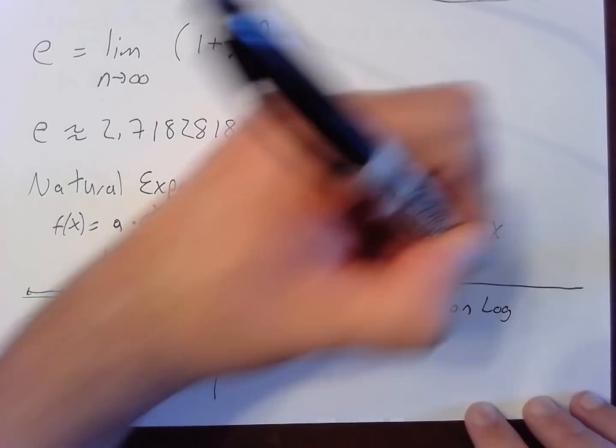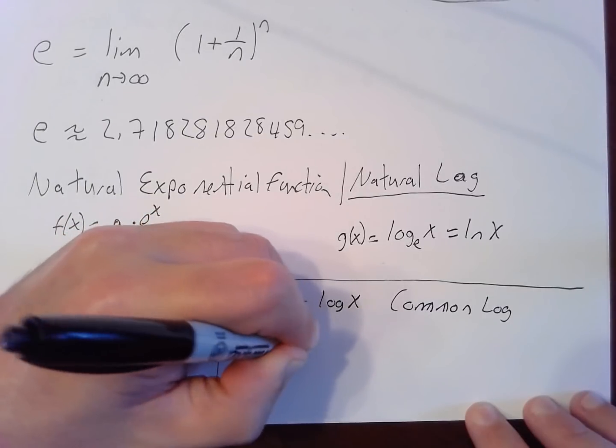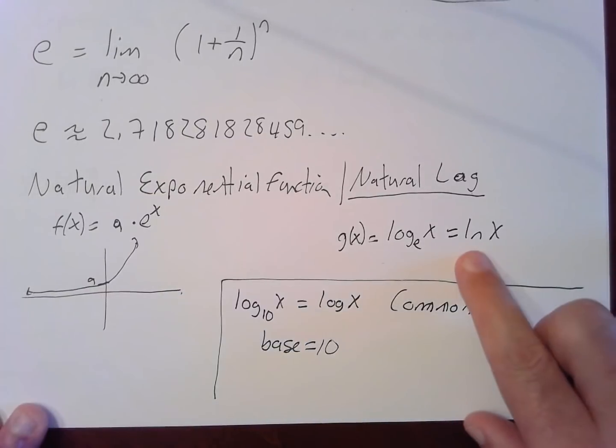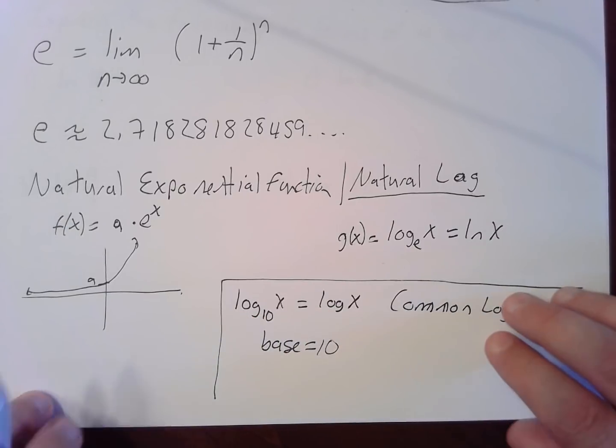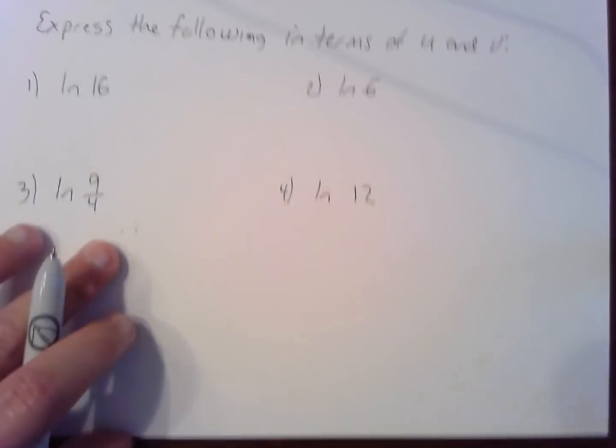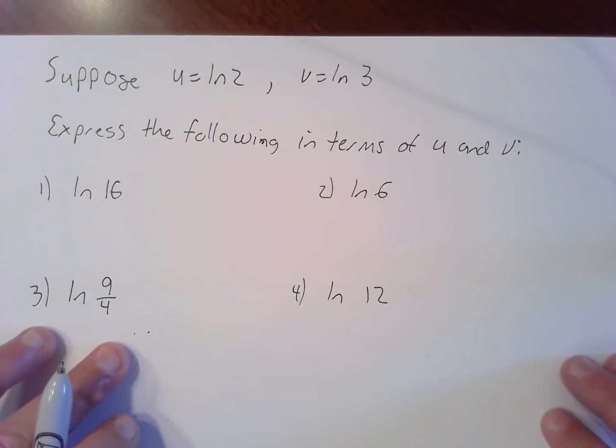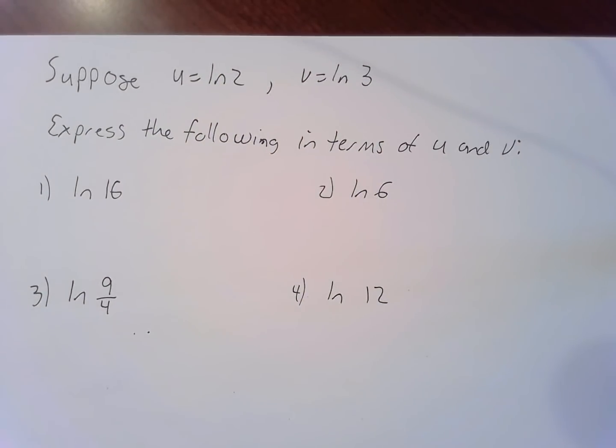Common log, and the base is 10. ln, base is e. Log with no base written, base is 10. Okay, now I really like these problems. These are really good problems for understanding properties of logs.